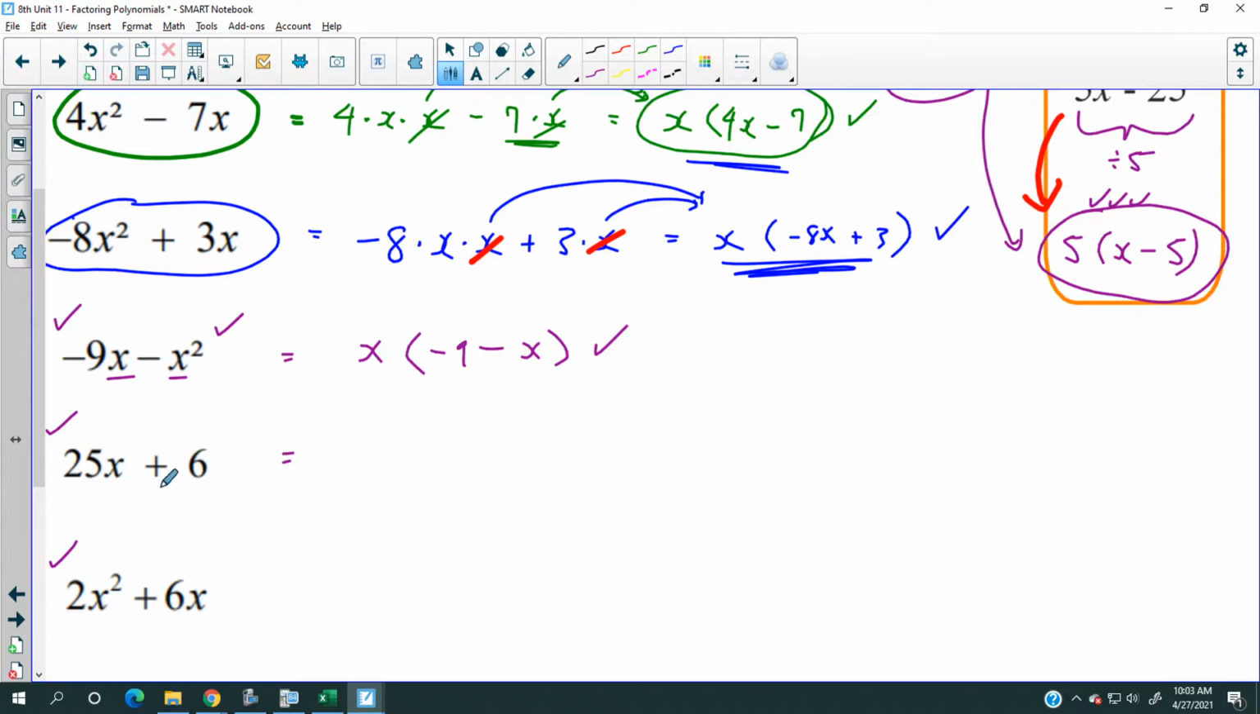This one, now, this one's tricky because only this guy has the x, right? But look at the number, 25 and 6. Do they have a common factor? What's the largest number that goes into both 25 and 6? I'm trying to think. Nothing. That's it. All right, so this is simplest form. Okay, it's already factored out. Nothing you can do about it. All right, I'm still thinking right now, actually. Okay, all right, moving on.